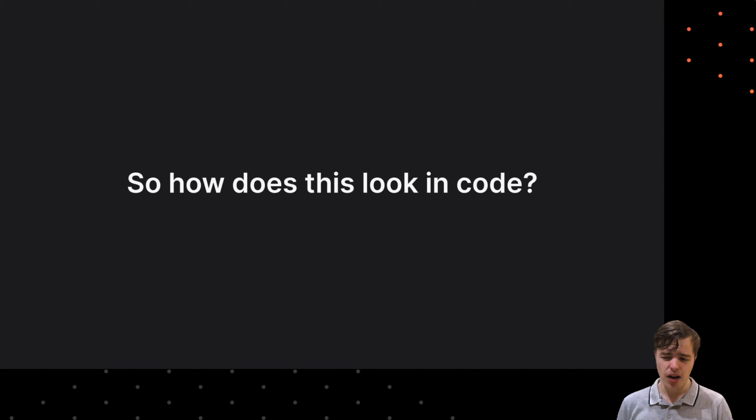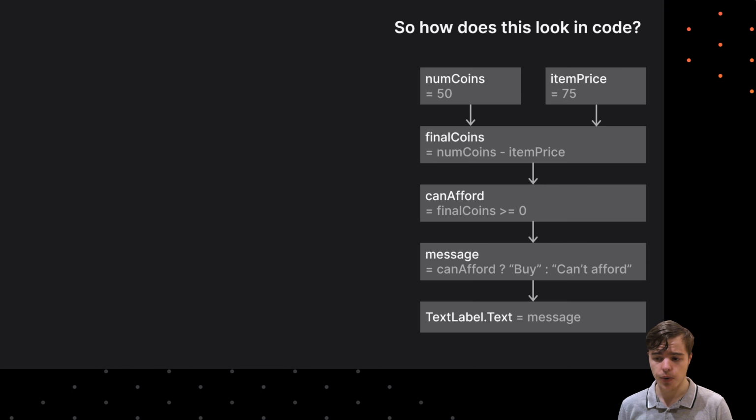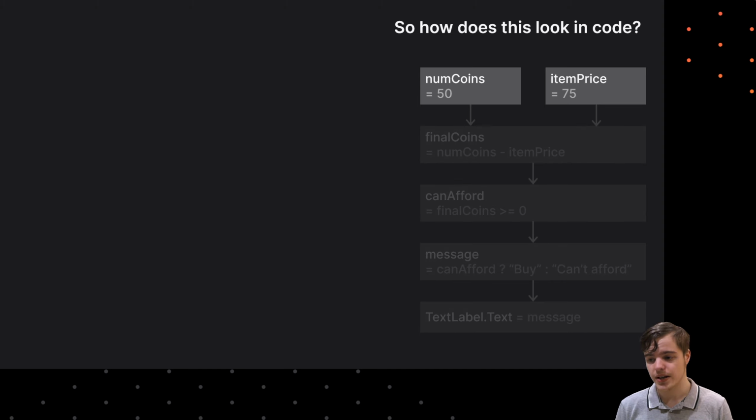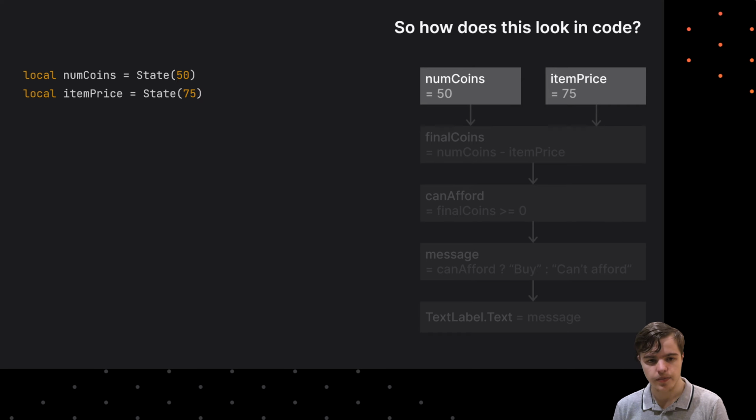So, how does Fusion take all of those concepts and make them work in code? Well, to learn how, let's try and build up that reactive graph from before using Fusion. To start with, let's focus on the inputs: num coins and item price. These you can think of acting like a container for a value. They're just a fixed value, and this value may be changed by some code. So to represent this sort of container, Fusion uses something called state objects. These objects just store a single value which can be set and got at any time.